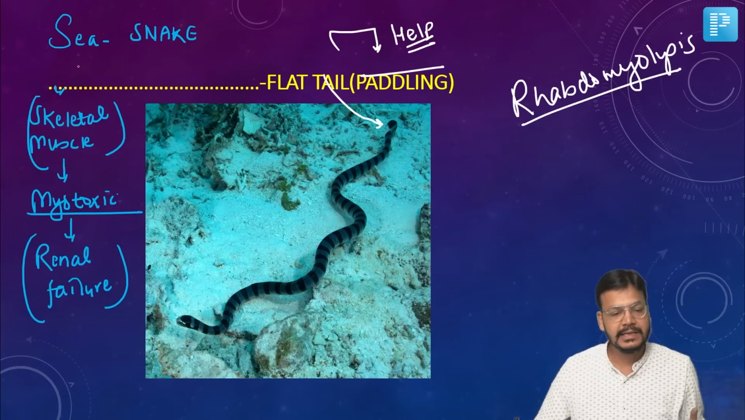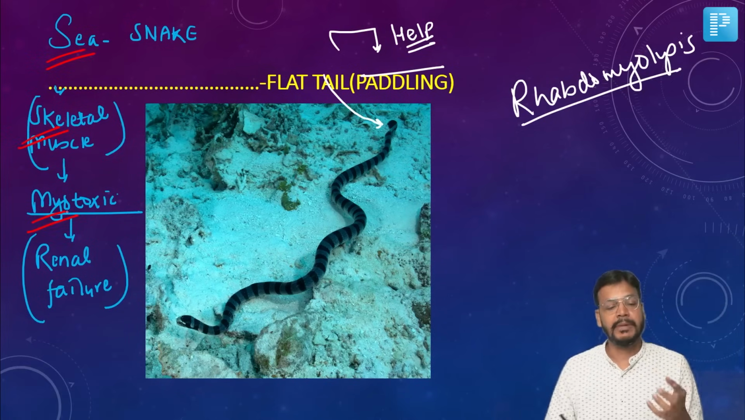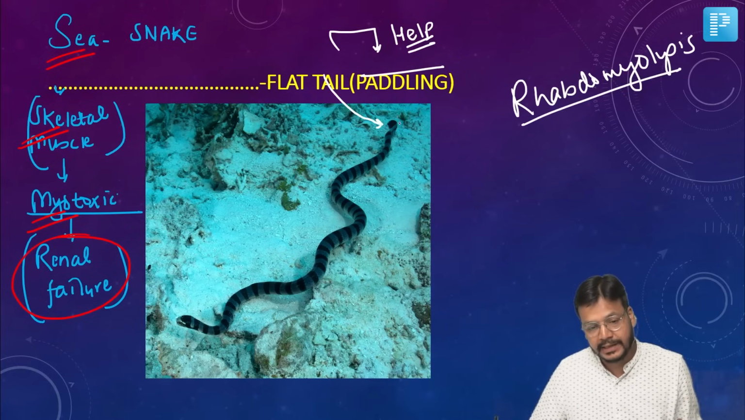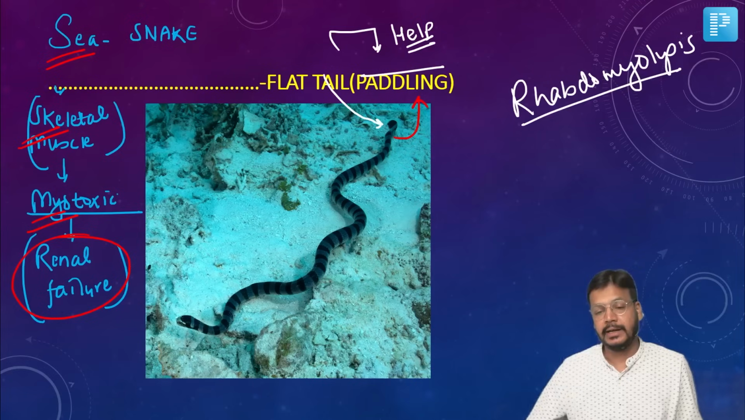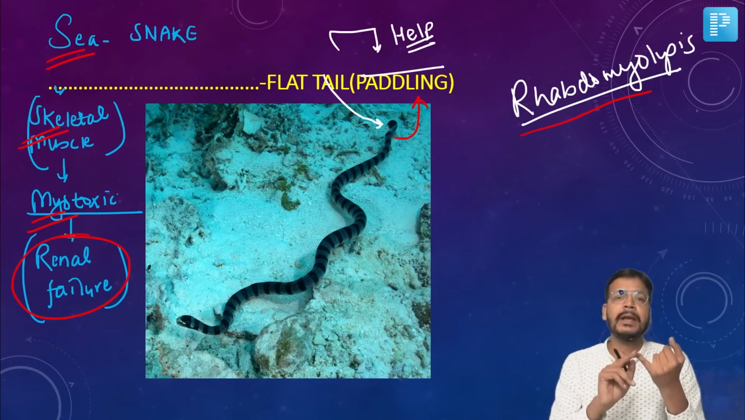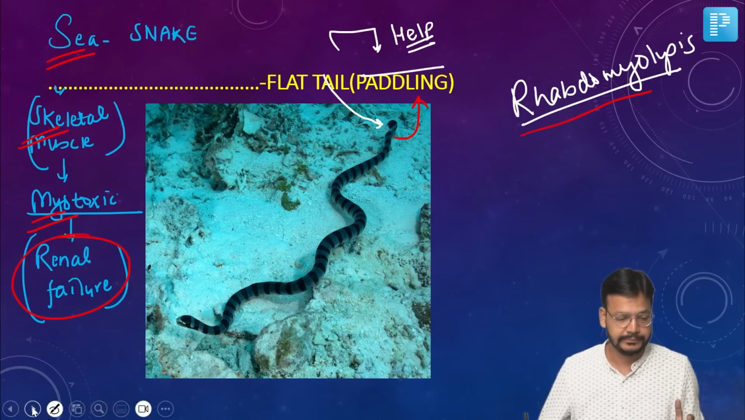Sir, this is sea snake. S for sea snake, S for skeletal muscle. It is myotoxic, but ultimately it leads to renal failure. And Doctor, sir, there is a flat tail. This helps in paddling. And because it is myotoxic, when the muscles are gone, it can lead to kidney failure. And there is one word, rhabdomyolysis. If you get a question, rhabdomyolysis is seen in sea snake. S sea snake, V viper, V vasculotoxic. S sea snake, S skeletal muscle paralysis, myotoxic.